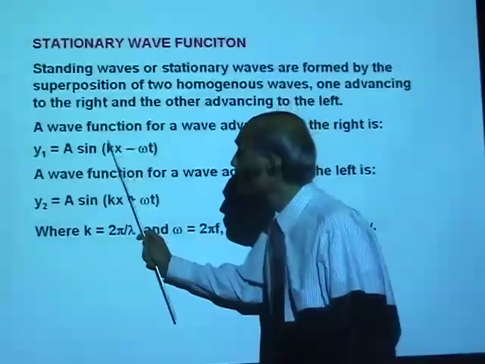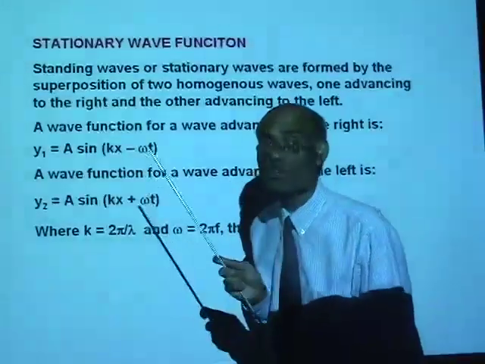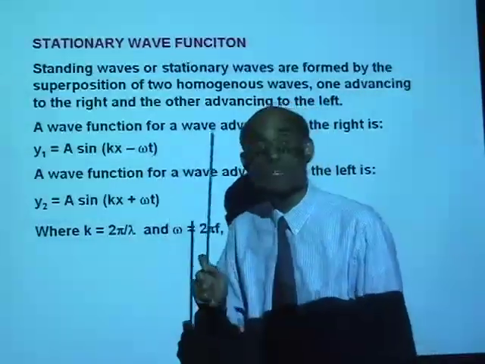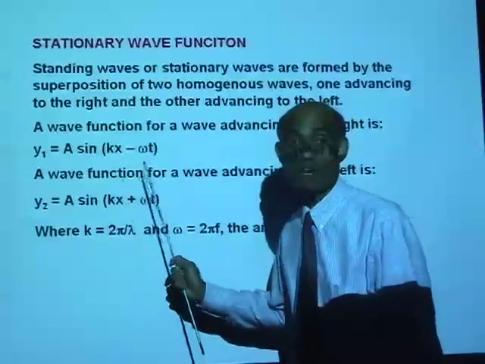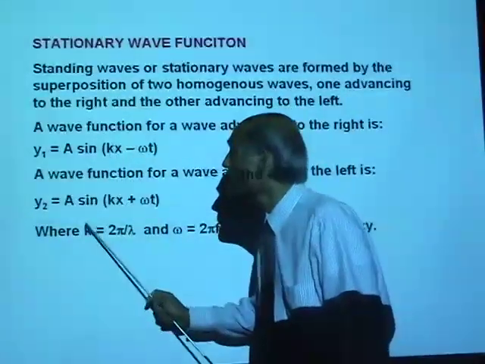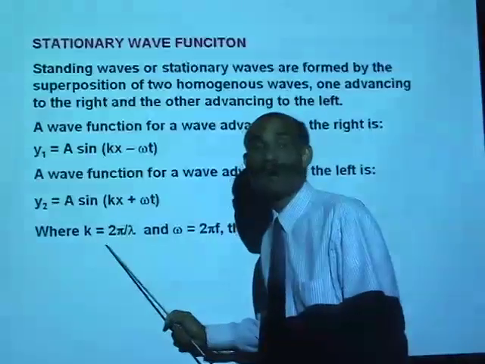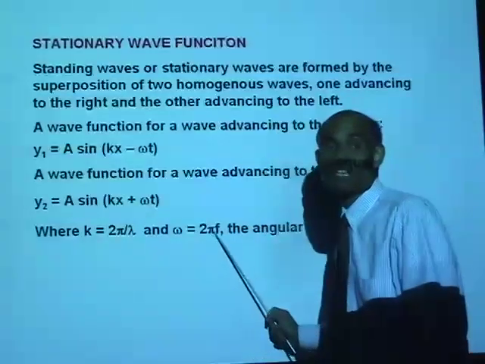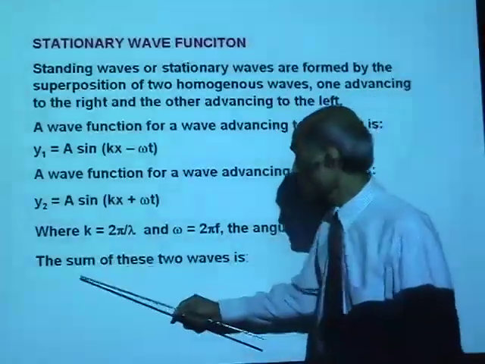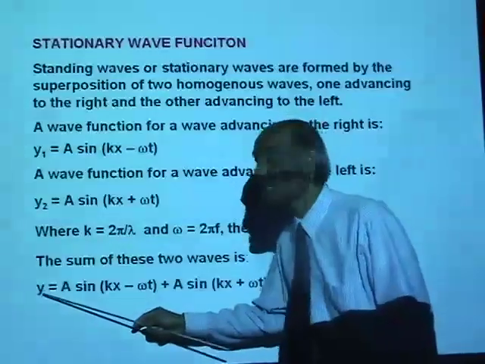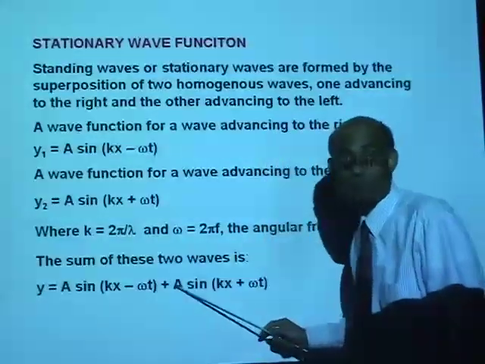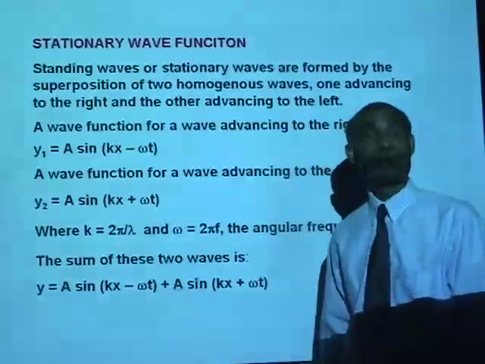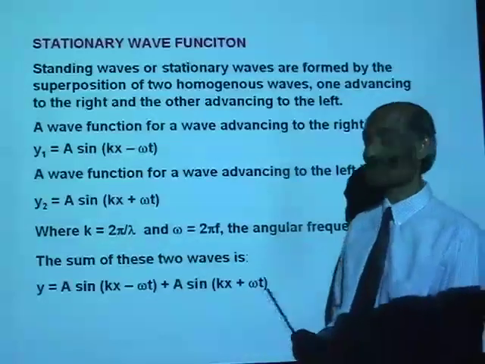Now, remember in this case, k is called the, what's the name for k? I told you not to confuse it with the spring constant. It is not a spring constant. It is the wave number given by k = 2π/λ, and ω is called the angular frequency, which is 2πf. Now the sum of these two waves is y = y1 + y2 = A sin(kx − ωt) + A sin(kx + ωt).